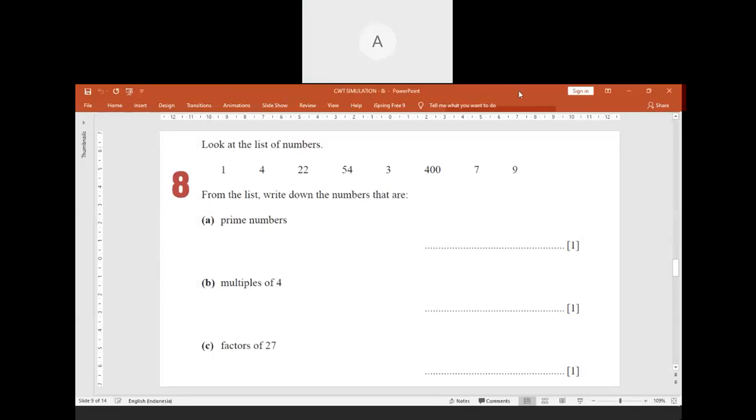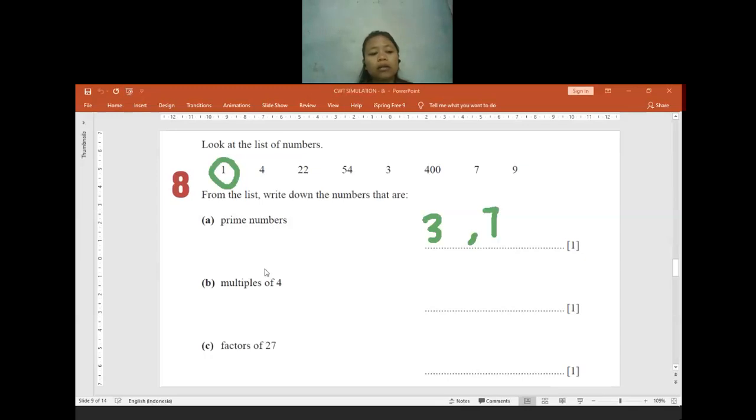Okay. List the prime numbers. Remember, 1 is not a prime number. Prime numbers start from number 2. Whoever writes 1 as a prime number, I subtract 0.5. So what are the prime numbers? The prime numbers are 3 and 7. Only 3 and 7. If you add any other number on it, I will subtract 0.5 from your mark.